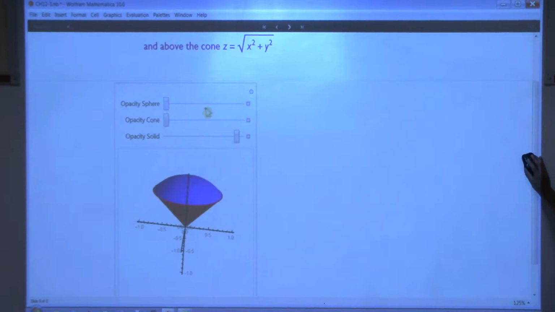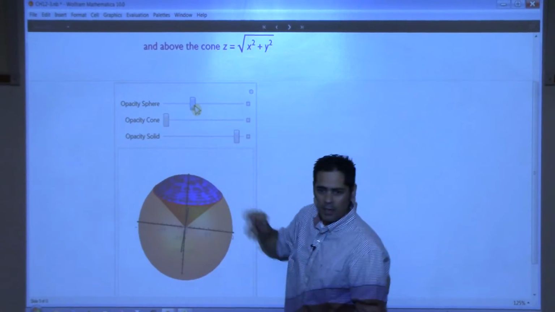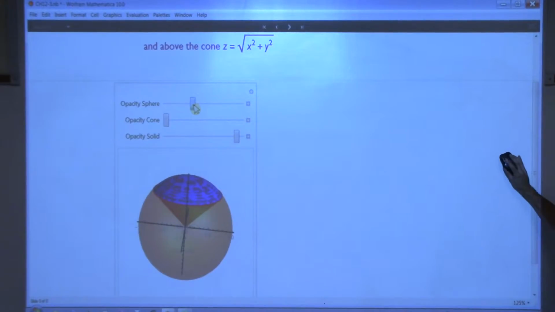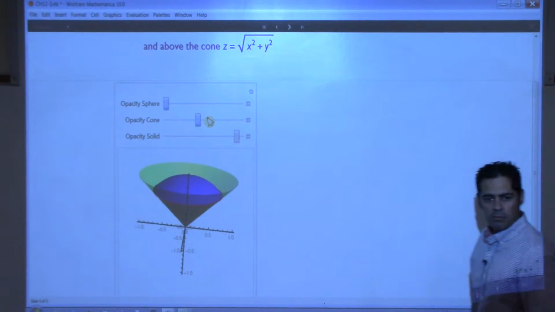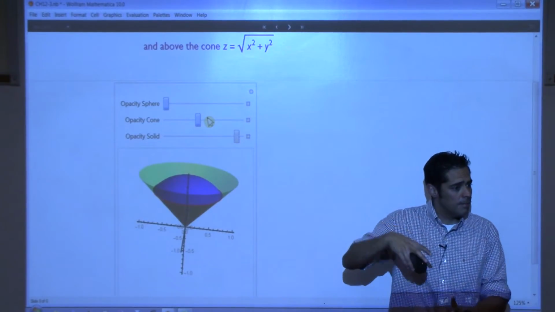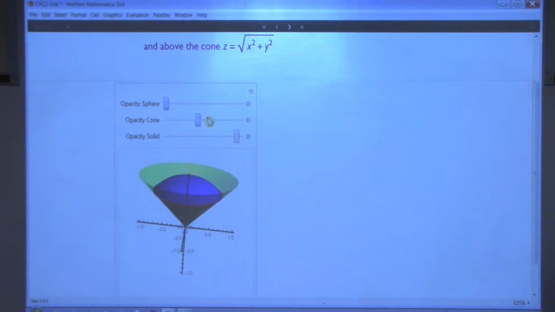So let me take you back to this picture. Do you have a top cap? The top cap is created from the sphere, right? The bottom of that solid is created from the cone. So you have a top and a bottom, don't you? The question is, what's the region of integration?